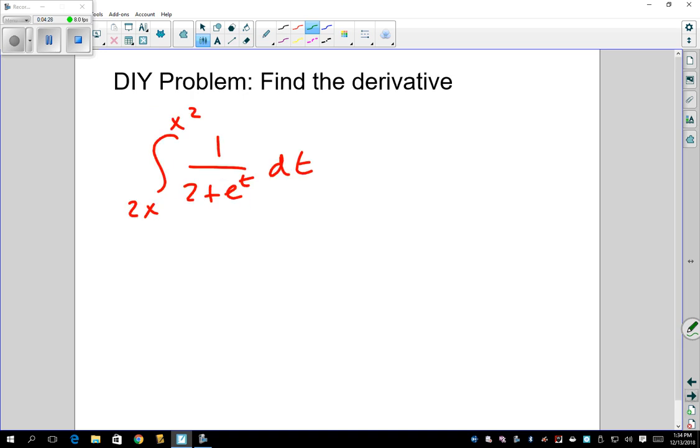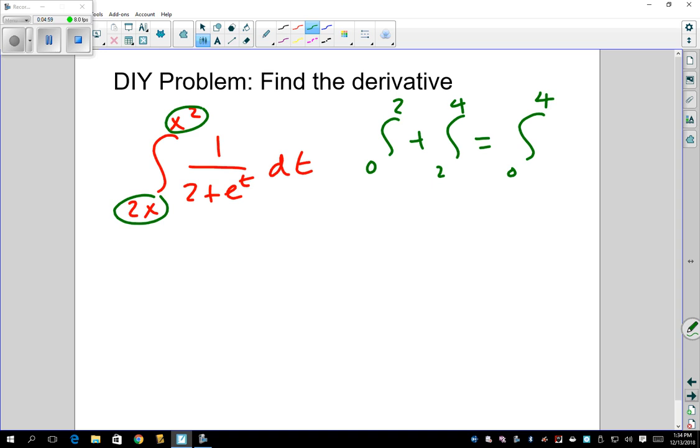Here's a DIY problem for you to try at home. This one is a little bit more difficult, so I'm going to start you off. Both of our bounds have x's in them, and we can't have that. So what I'm going to suggest is that you split it up into 2 different integrals. If we remember our integral properties, the integral from 0 to 2 plus the integral from 2 to 4 was the whole integral from 0 to 4.